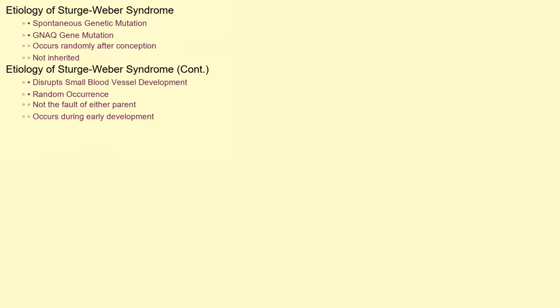Etiology. So, what causes Sturge-Weber syndrome? The answer lies in a spontaneous, non-inherited genetic mutation. Specifically, it's a mutation in the GNAQ gene. This mutation occurs randomly after conception, meaning it's not passed down from parents. This genetic change disrupts the development of small blood vessels, leading to the hallmark features of the syndrome. It's important to emphasize that this is not the fault of either parent. It's a random occurrence during early development.